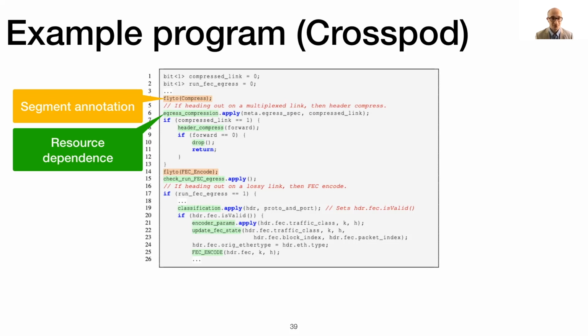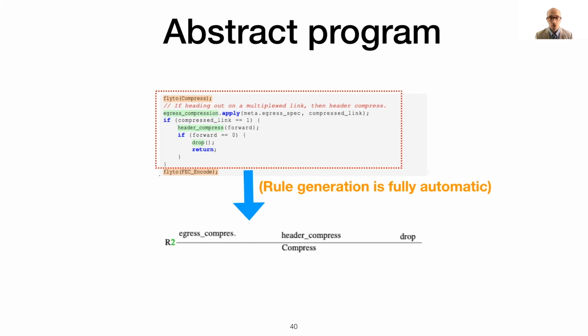The second, in green, are resource dependencies. These are picked out automatically by the Flightplan code analyzer and converted into rules. This generation process is fully automatic. The programmer never needs to know about these rules. These rules are then fed into the planner.